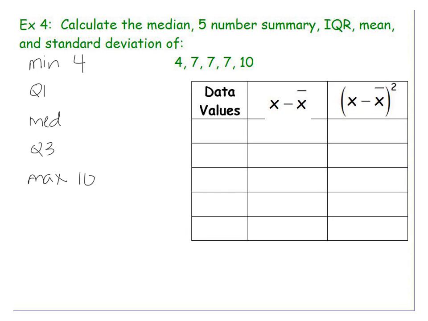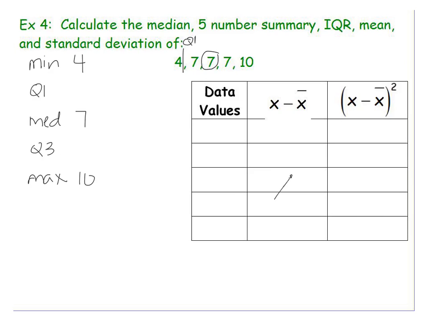So if we are finding the number in the middle, 4 and 10 would cancel, 7 and 7 would cancel, so this guy right here is your number in the middle, or your median. Now we can't use him again. To find Q1, we only use the numbers on the left. Well, there's only 2 numbers, 4 and 7. So Q1 is technically right here in between them.